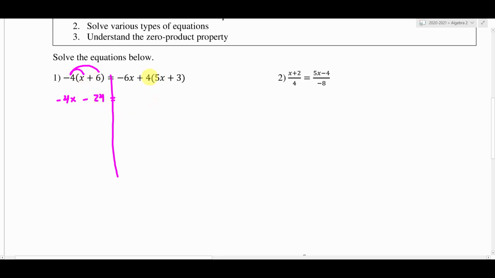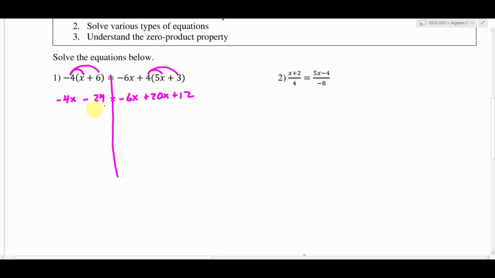Now I'm going to go over here and do the same thing. I have a +4 outside of these parentheses, so I want to get rid of those parentheses too. So I'm going to distribute that 4, not the -6. The -6, I'm not doing anything with right now, so I'm just going to move that down. And then I'm going to take care of these multiplications. So 4 times 5x is 20x, and then 4 times 3 is 12. Okay, so now this is what my equation looks like after I apply the distributive property.